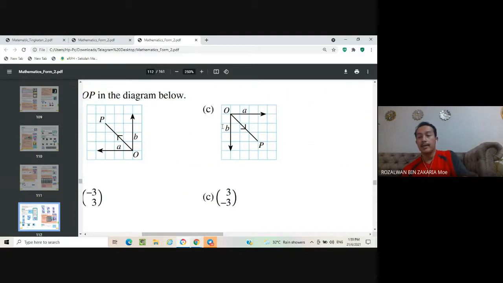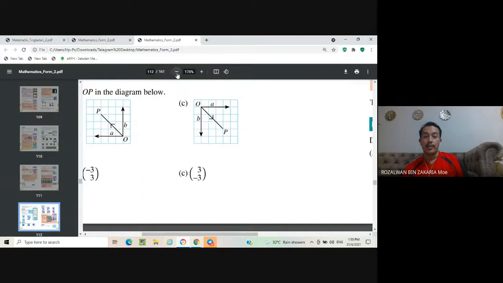And for C here, starting from O, because the question asks you to find the vector OP, so O to P. Firstly, we have to find the movement parallel to the x-axis. So starting here, the movement is 1, 2, 3, 3 to the right. That means positive 3. Then after that, it moves downward. How many units? 1, 2, 3. It moves downward 3 units. So downward means minus 3. So that's why the answer is 3, minus 3, then close bracket. Okay, that's how to do the question in example 6.